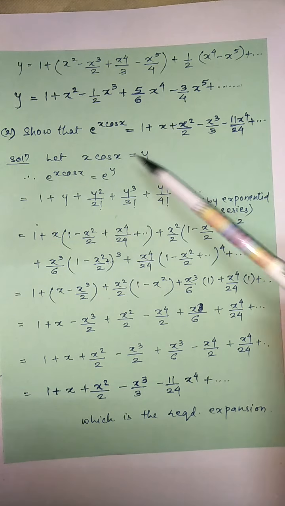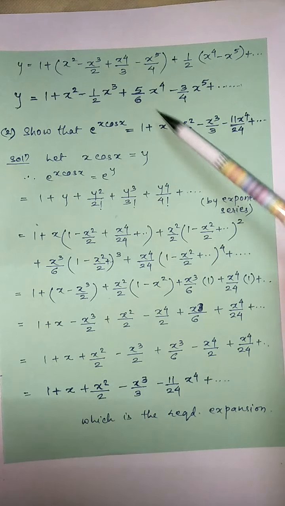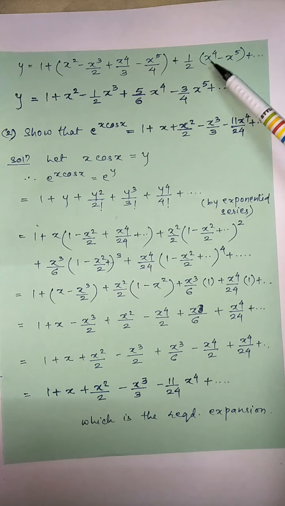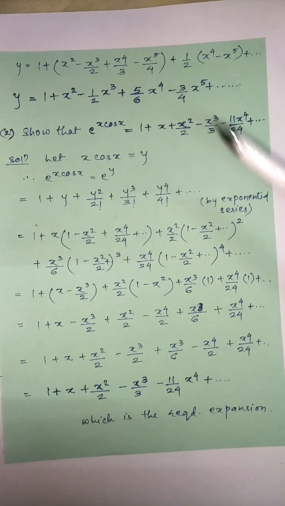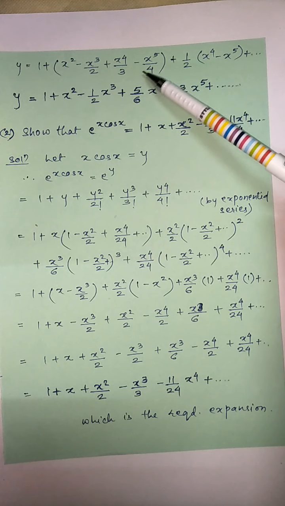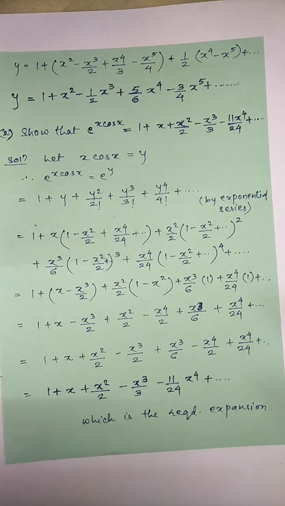And what we have is 1 plus x square minus 1 by 2 x cube. Now here it is x raised to 4 by 3, and here it will be x raised to 4 upon 2. On simplification, we have it as 5 by 6 x raised to 4. And this term we have minus 1 by 4 into x raised to 5. And here it will be minus 1 by 2 x raised to 5. Which on simplification gives minus 3 by 4 x raised to 5. And this is the required expansion. The expansion was asked only up to this x raised to 5.